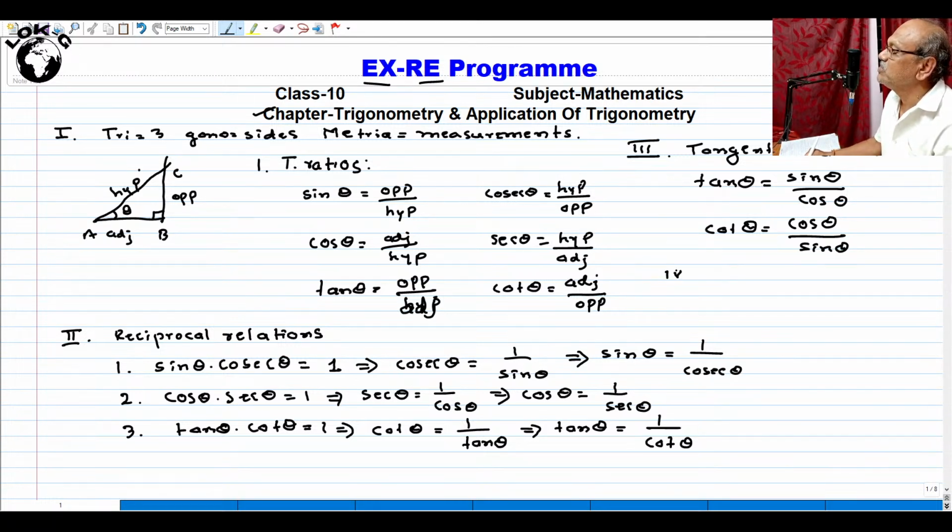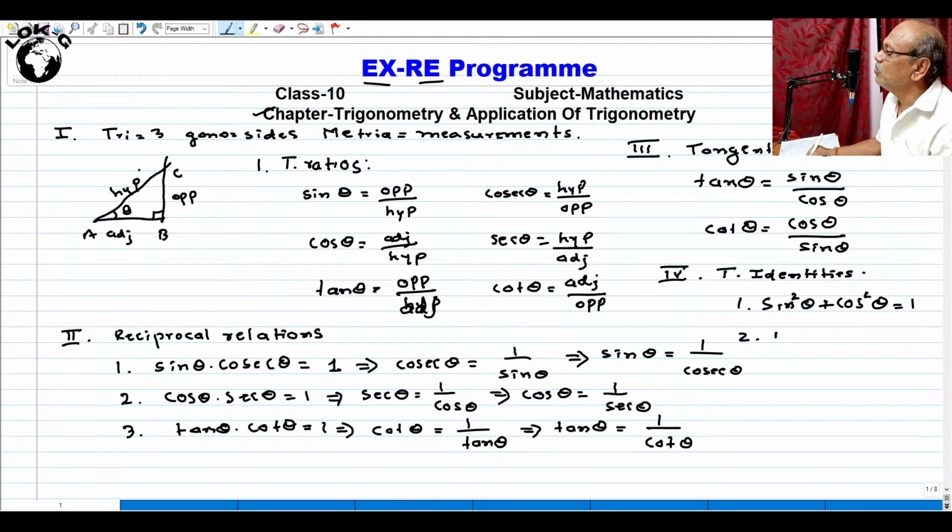And the fourth set of relations, very important, are trigonometric identities. We also call them Pythagorean identities. Basically, there are three, but for our practice, we have to write sub formulae also. First one is sine square theta plus cos square theta is equal to 1. Second one is 1 plus tan square theta is equal to sec square theta. Third one is 1 plus cot square theta is equal to cosec square theta.